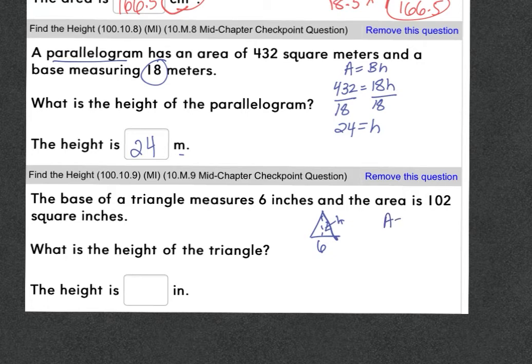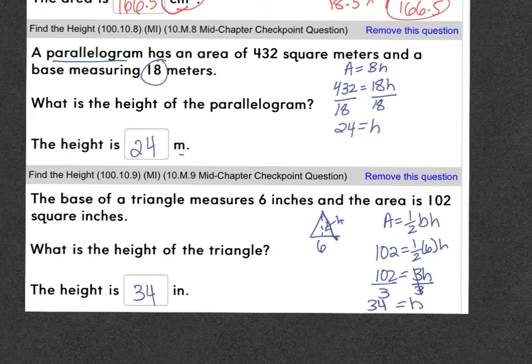So remember, it's area equals 1/2 base times height. So if our area is 102, and 1/2, our base is 6, and we don't know the h. So 1/2 of 6 is 3, so I have 3h equals 102. In order to get the h alone, I have to divide both sides by 3. So now I'm left with h equals 102 divided by 3, which is 34. So my height is 34 inches.